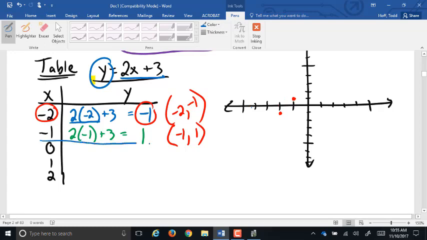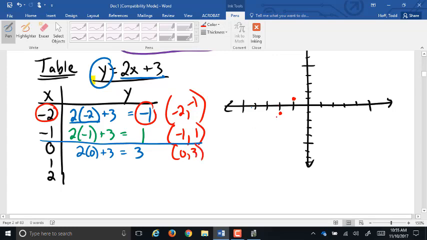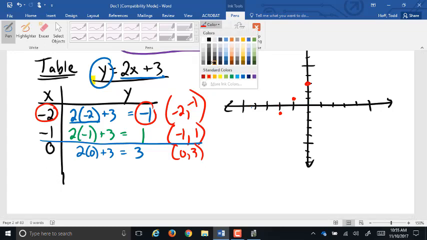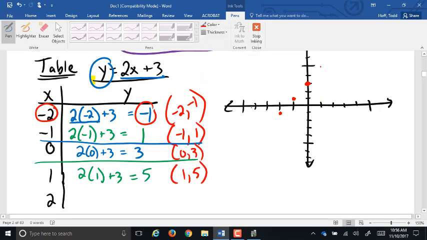So now, when x is 0, it's 2 times 0 plus 3. Well, 2 times 0 is 0 plus 3 is 3. So that gives us the ordered pair: x is 0, y is 3. 0, 3 is right there. So then when x is 1, 2 times 1 plus 3 is 5. Very good. So we get the ordered pair: when x is 1, y is 5.